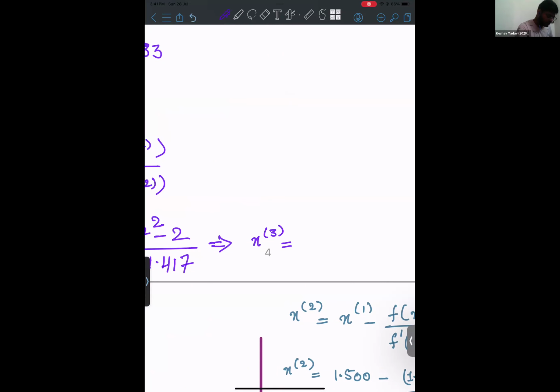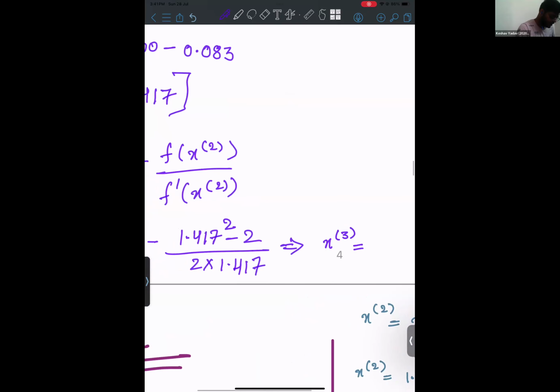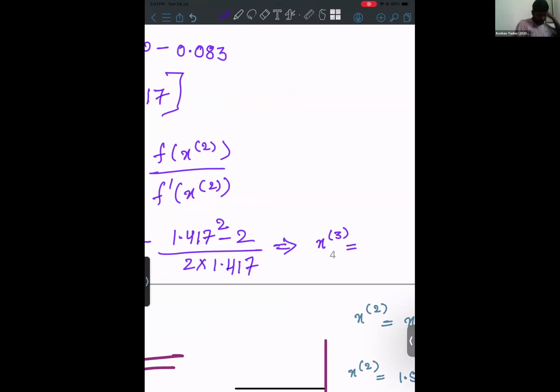Has anyone found the value of x at the third iteration? I need to use the calculator for that. So what will be the value at third iteration? Good. It will come approximately to 1.414.